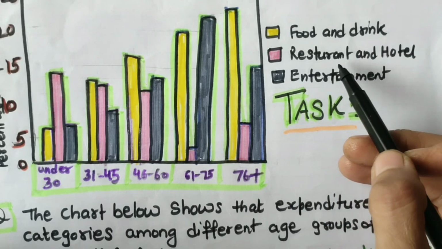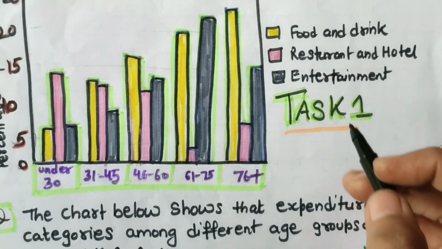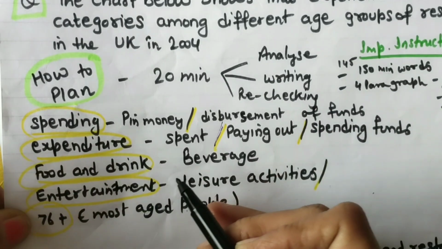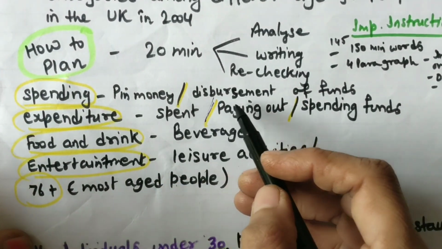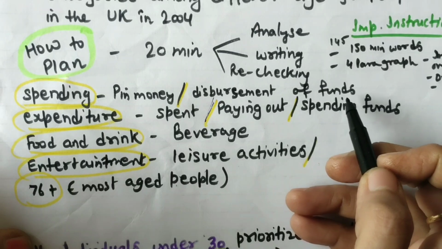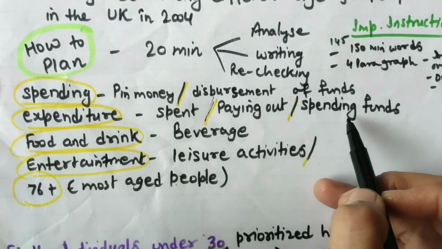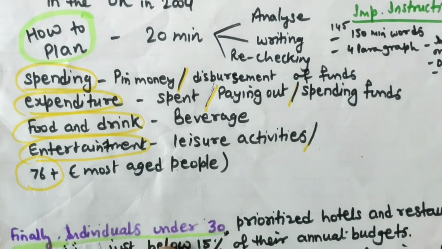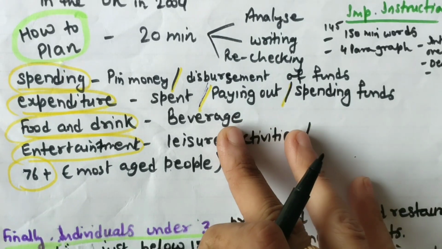Restaurant means eating out. Hotel, entertainment, leisure activity, can you see what I have done? Spending money, pin money, disbursement of funds, financial and all. So expenditure, spent, paying out, spending funds. I found these words after writing my Writing Task 1. Then I searched for these words on google.com.